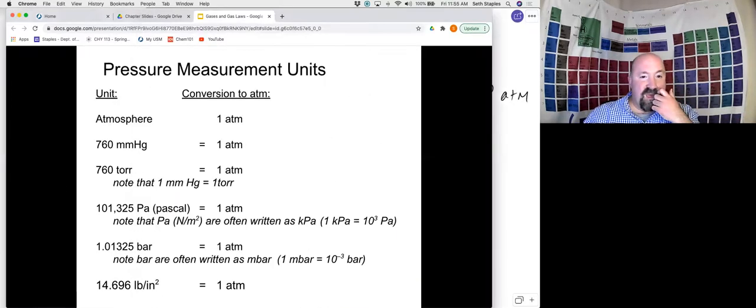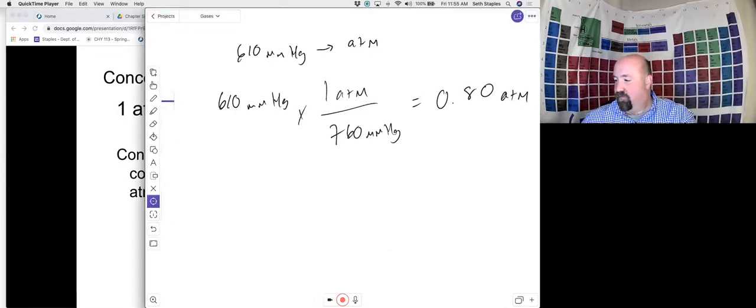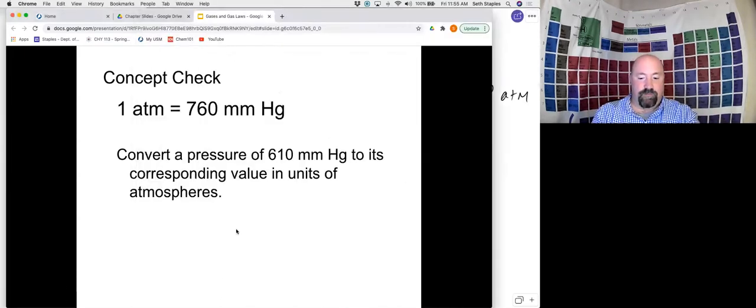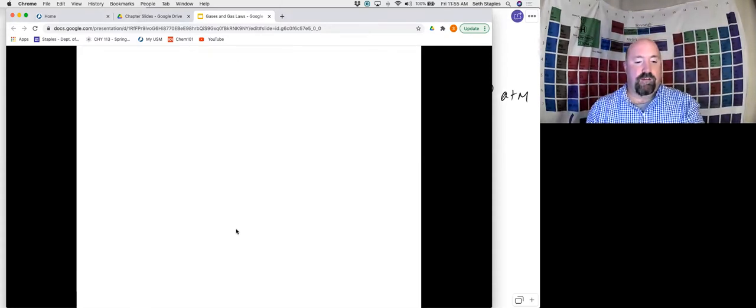0.80 ATMs. It's important to note when you're looking at sig figs as well, just to note this, that these are considered exact. And so don't let these conversion factors factor into your significant figure determination. So when I was determining my sig figs for this answer here, I was going off my given information of 610, which had two significant figures. And so my answer has two significant figures. Conversion factors are typically always exact when it comes to sig figs. So that's a type of conversion that you will do quite often. And so you'll have to use some of those different conversion factors for different pressure units.